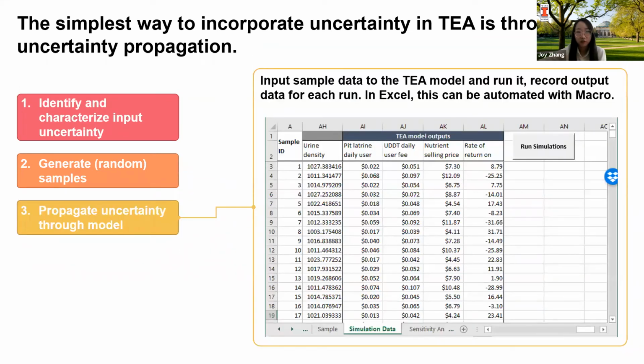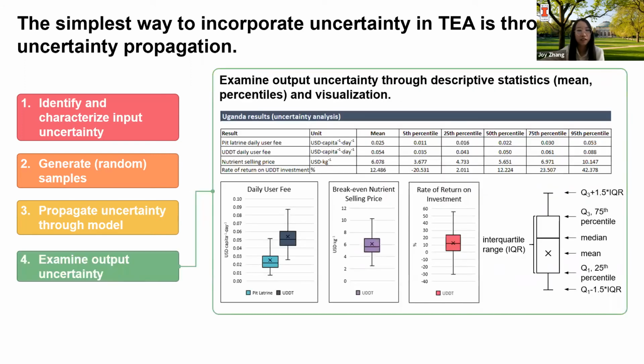Once we have the sample ready, we can just input each row of sample data into the TA model and then record the TA metrics of interest. This process can be automated in Excel with macro, and when you get to see the examples we shared with you, you can just click on the Run Simulation button and have many output data recorded automatically.